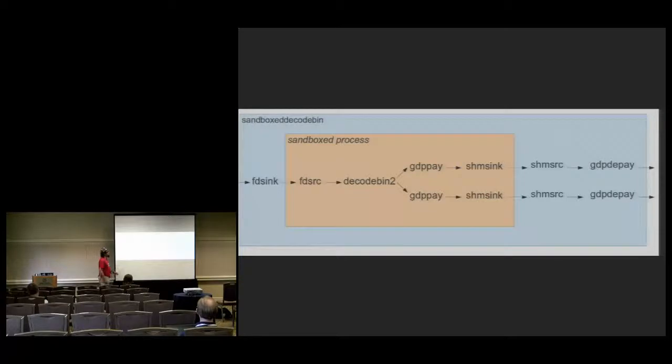To be more efficient, we could probably use shared memory, but it still works pretty well like that, because as the video is still encoded, it's not that huge. Then I pass it to a decode bin, and the output, the video frames and the audio buffers, go through GDP, then to the shared memory elements, and they are depayed on the other side, so that in the end the buffers that you get here are just like the buffers that you would get here. So this whole sandbox decode bin basically behaves like a decode bin too.